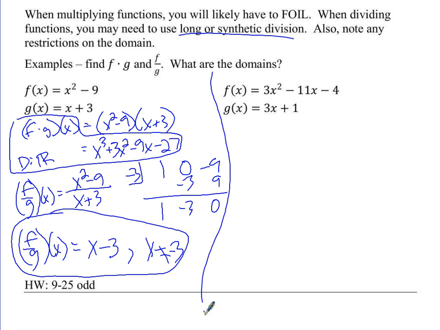Okay, next one is the same idea. Find f times g and f divided by g. Also talk about the domain for each of those results. For f times g, what do we need to do? Sort of. Distributive property, but to do it I have a box to make. 3x squared, negative 11x, negative 4, 3x, and positive 1.